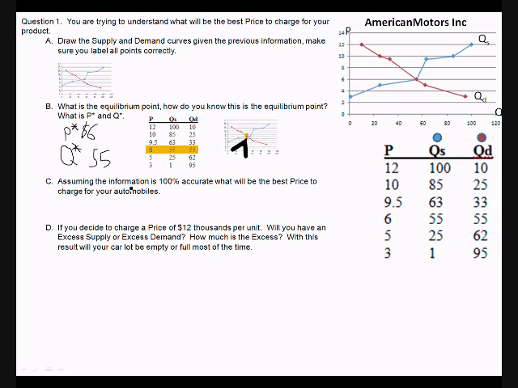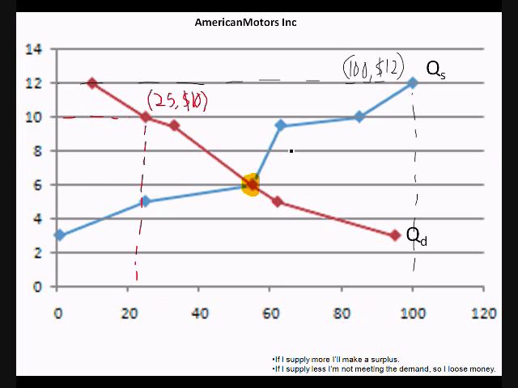Assume the information is 100% accurate, that we calculated this correctly. What would be the best price to charge for your automobiles? Well, the best price is the equilibrium price. If I charge too much, what ends up happening? If I charge too much, not many people are buying, right? Actually, let's take this more from the perspective of supply. If I supply, so we'll look at the supply line for now.